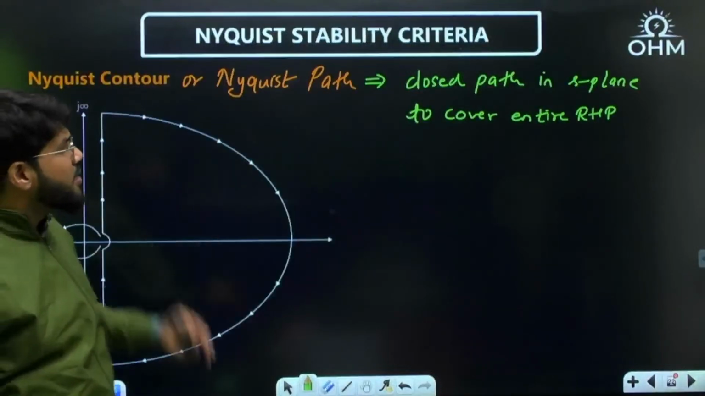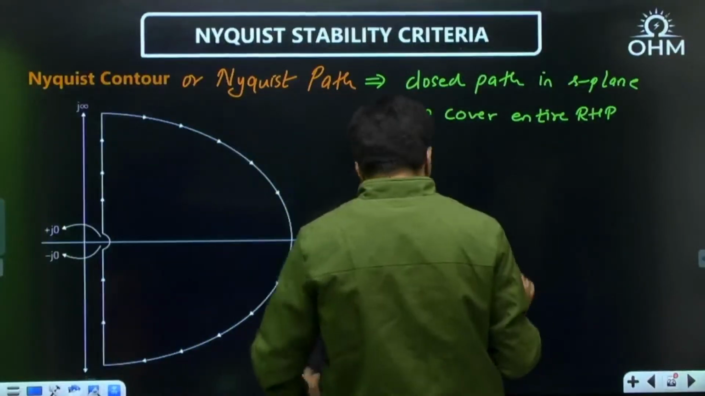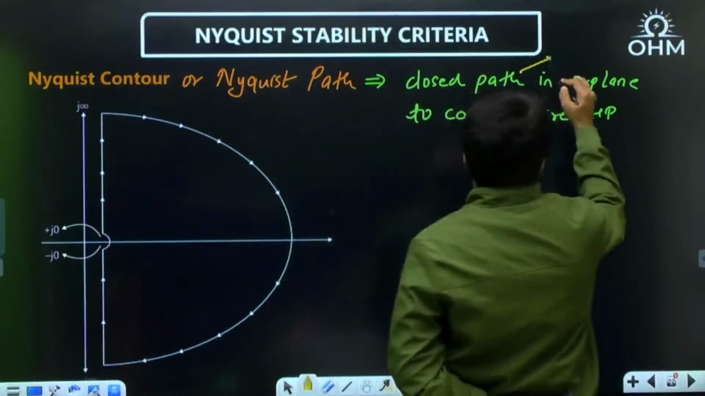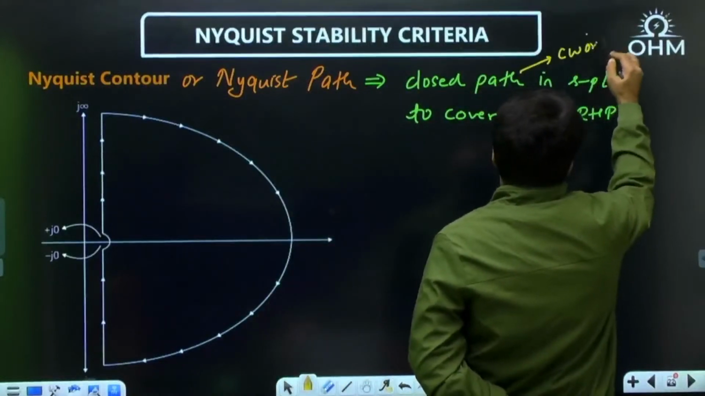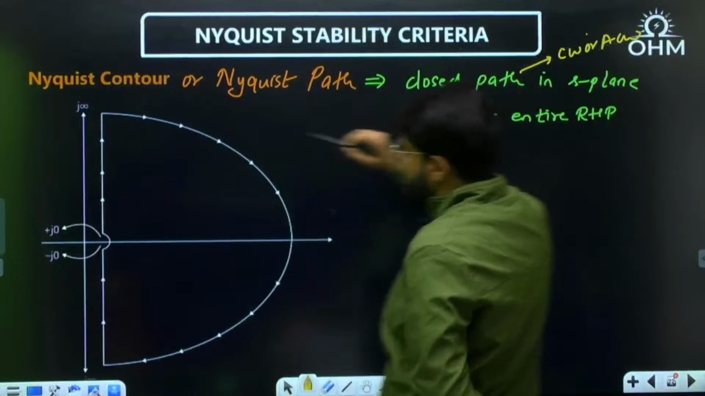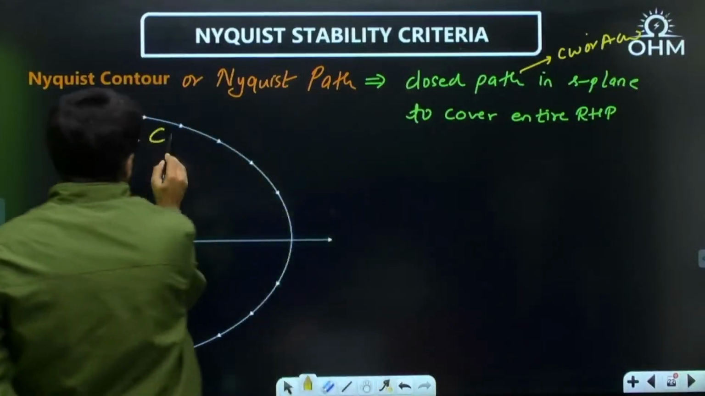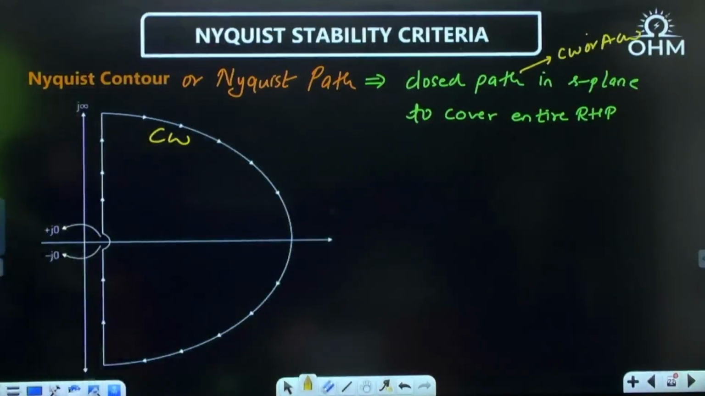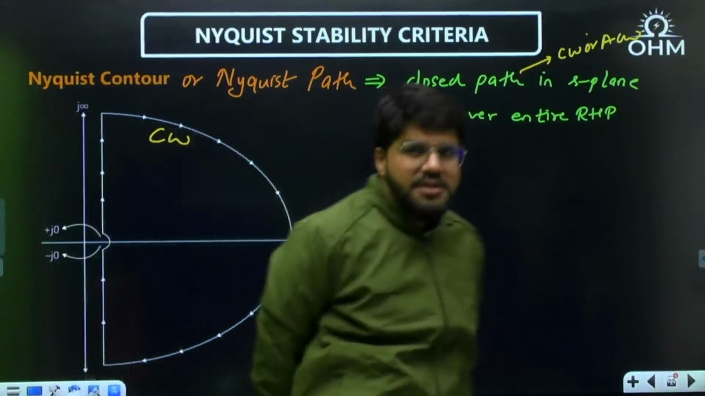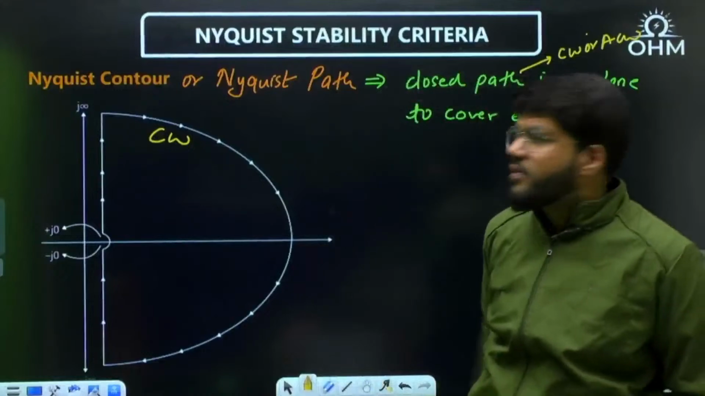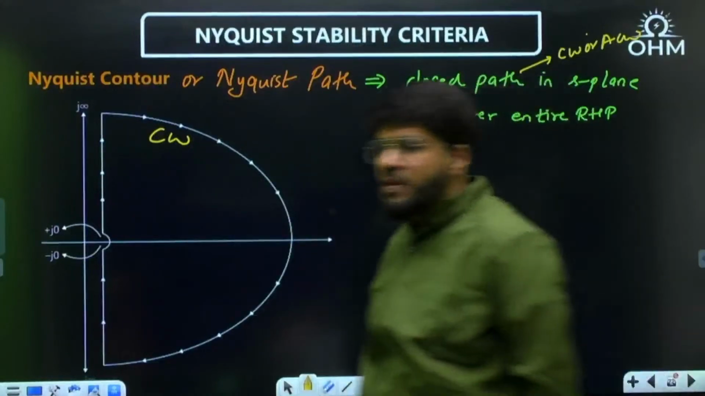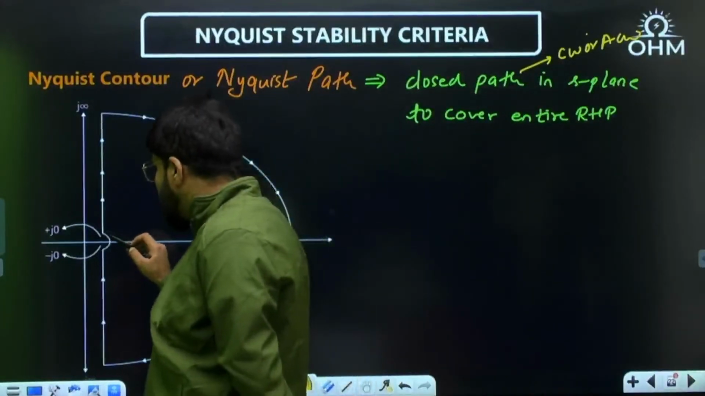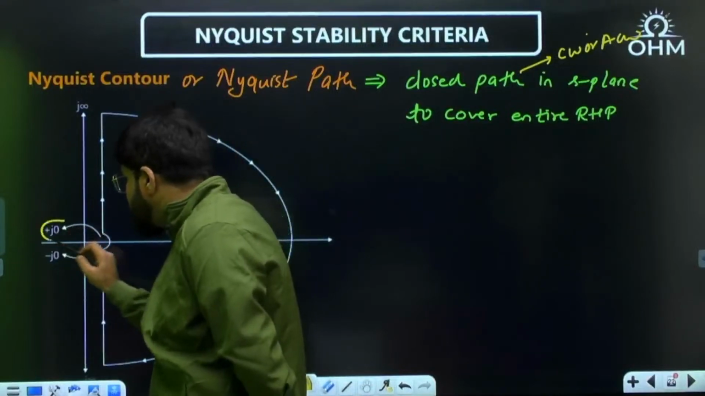So I now take a closed path in the S plane to cover the entire RHP, where again this closed path may be clockwise or anti-clockwise. Here I have taken the clockwise Nyquist contour. How is the Nyquist path to be taken? Some closed path in the S plane to cover the entire RHP. So I start from a point just above the origin, this plus J0.